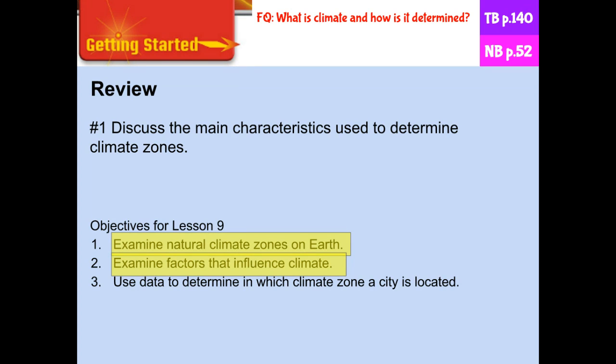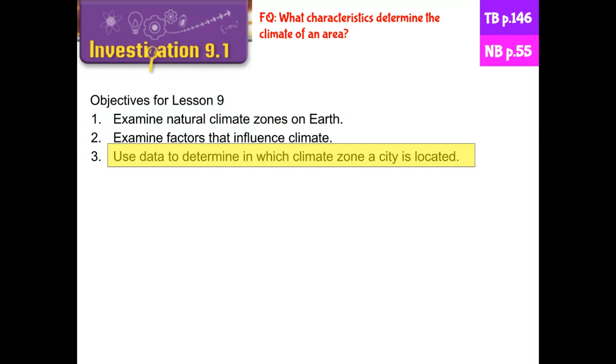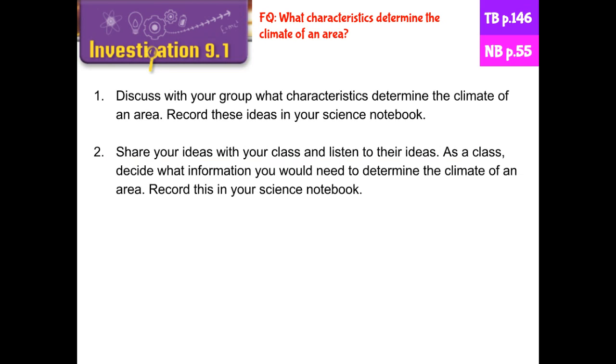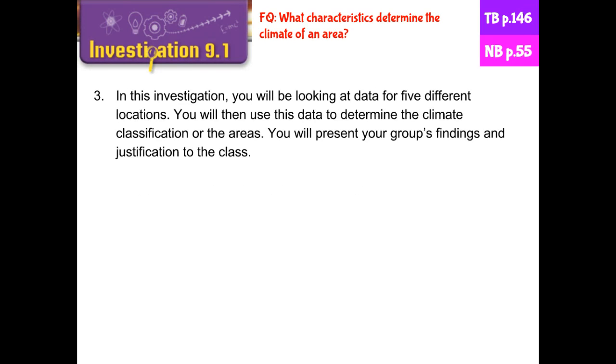So after you have all that done, we're going to look at the objectives from yesterday, and you're to discuss the main characteristics used to determine climate zones. And then we're going to move on to investigation 9.1, using data to determine which climate zone a city is located in. Step 1 is going to be discussing with your group what characteristics determine a climate. And then number 2 is going to be share your ideas, and we're going to share those ideas with the class. And we're going to record these ideas in your science notebook.